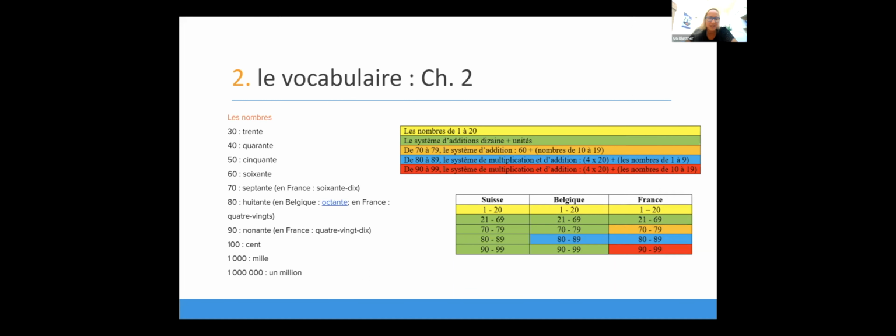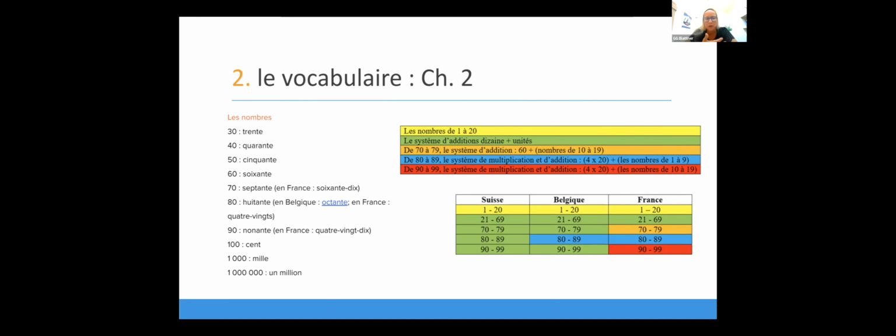So the system is to just continue by 10. So for 70, you're going to say 70, and then we stipulate en France 70. For 80, 80, and then we stipulate en Belgique, in some region of Belgium, they use the word octante, and in France, 80, and so on. And then we literally provide the students with a small explanation of the system.